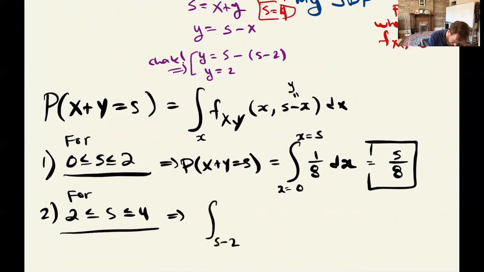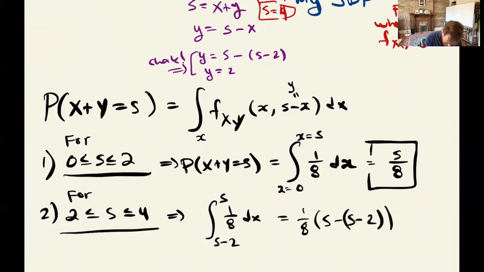So the integral from s minus 2 to s of 1/8 dx. Now the reason we're doing this is because, again, this is a function of little s, because our PDF usually is a function of whatever little version of the variable we're looking at. So I have now 1/8 times s minus 2. And then this gives me a fourth. So that's kind of interesting.